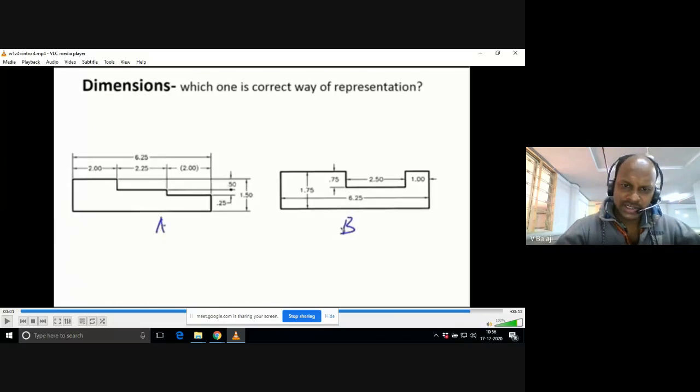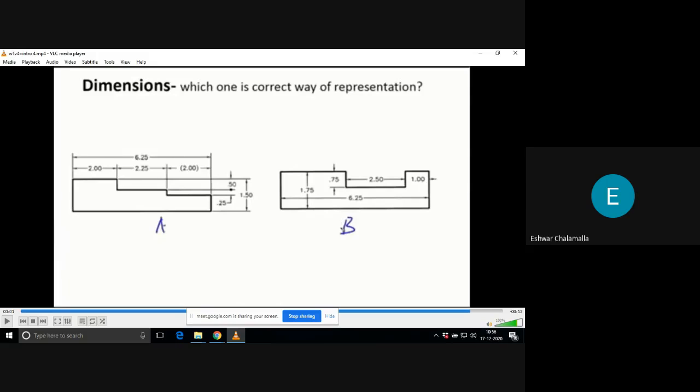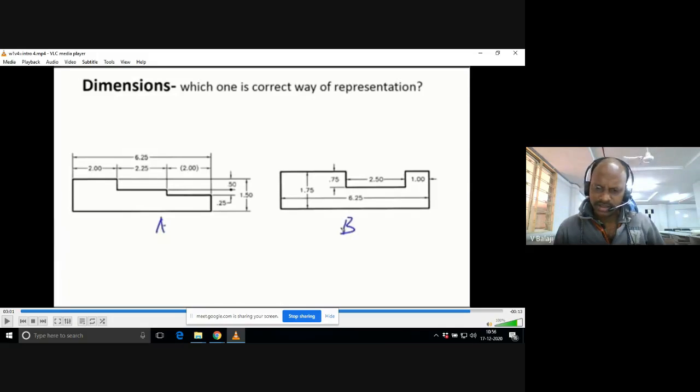And I will ask you a simple question. Comparing A and B, which dimensioning is correct? Which is not correct? Identify. A is correct. Why is B not correct?